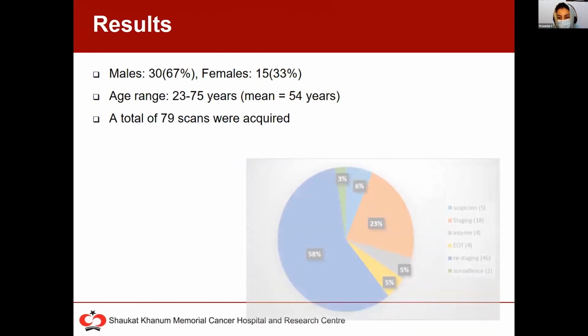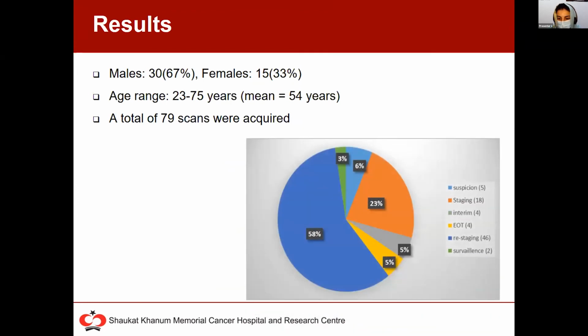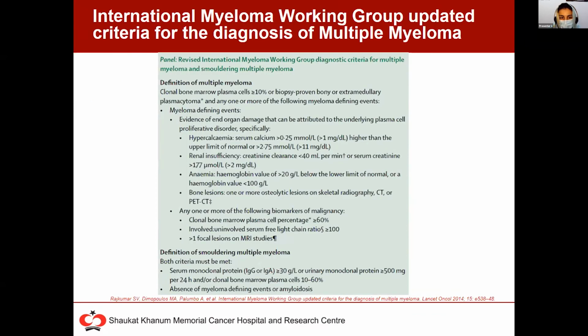The breakup of these scans shows that staging scans were 23%, while restaging scans were 58%. This is the International Myeloma Working Group updated criteria for the diagnosis of multiple myeloma by Rajkumar in Lancet 2014. It shows that one or more osteolytic lesions on skeletal radiography, CT or PET-CT is now a myeloma defining event.